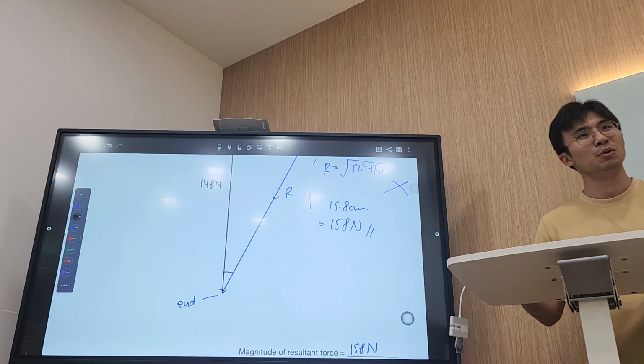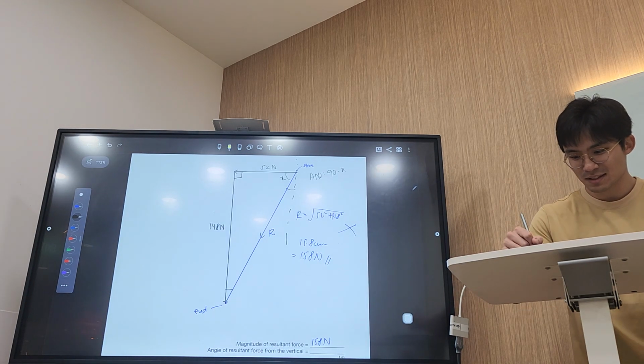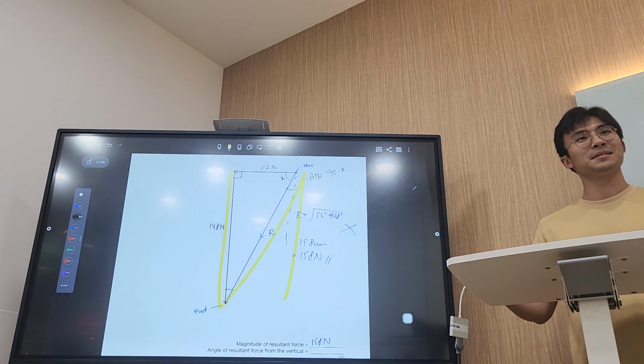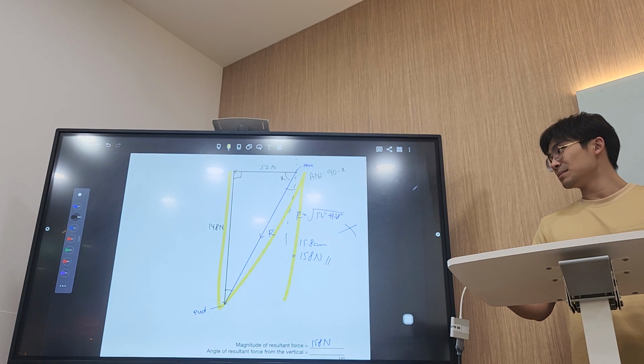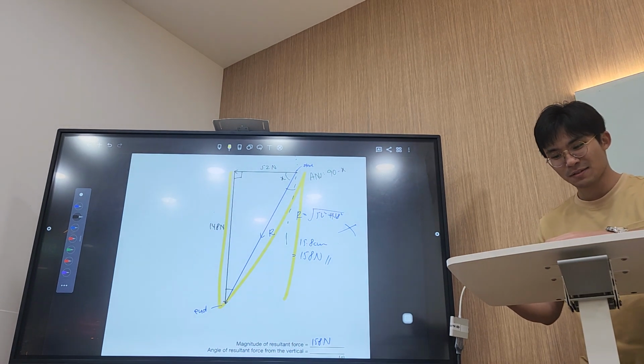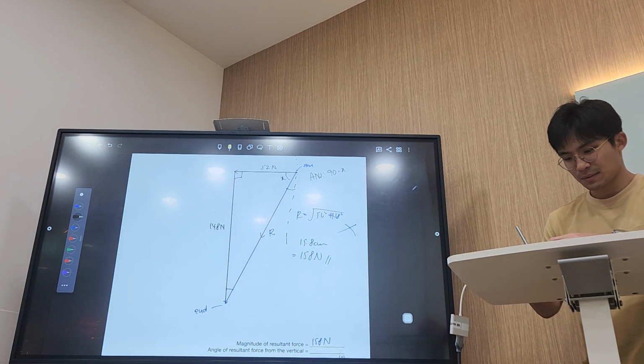It's the same angle though. Alternate angles, you see the Z. Oh okay, fair enough. Let's use the bottom one then. Okay, this one.